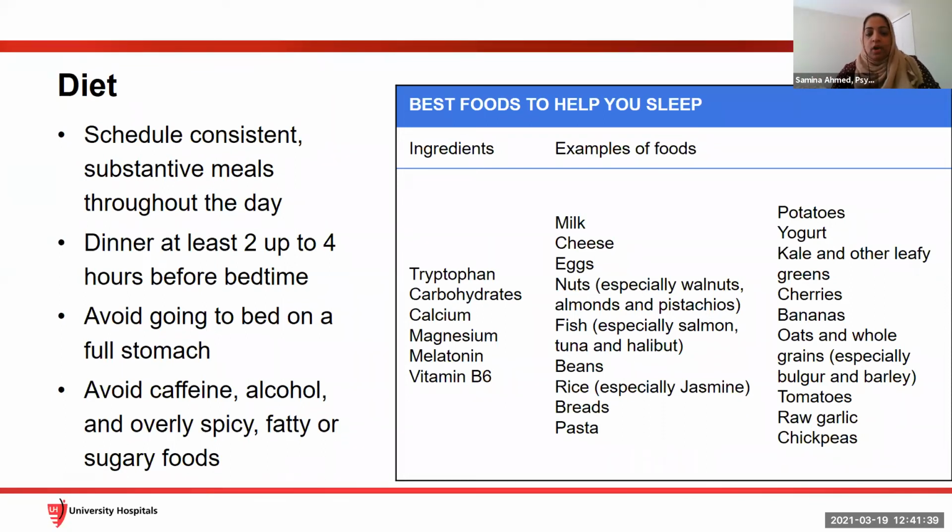Anything with tryptophan, carbs, calcium, magnesium, natural melatonin, such as pistachios, and vitamin B6 are food items that are likely to help you with sleep. But of course, you want to make sure that you're keeping other dietary regulations in mind. So if you have diabetes, again, carbs is probably not your best option.